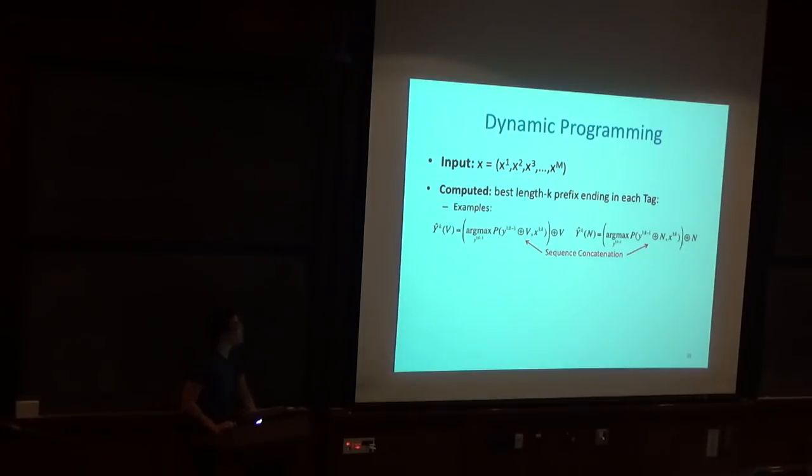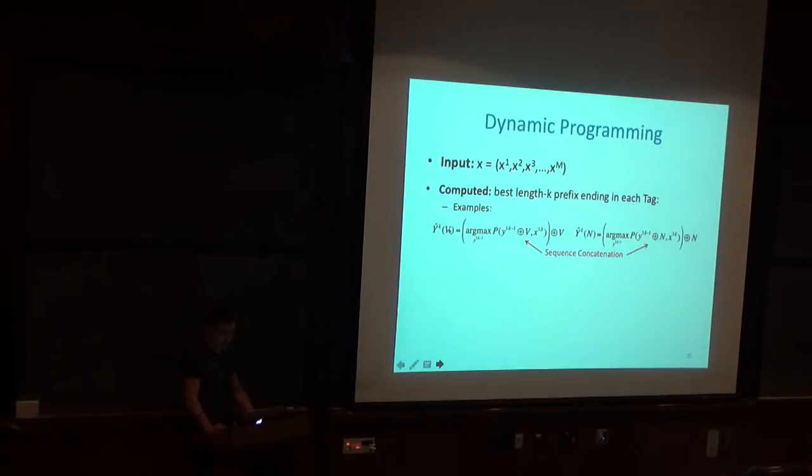So let us assume that the thing that we've computed is the best length k prefix ending in each tag. Okay? So what does that mean? That means at length k, so if we have a length m sequence, like a length 10 sentence, and k is 3, then we want to find the best length 3 prefix, so of possible y's, that end in verb, let's say.